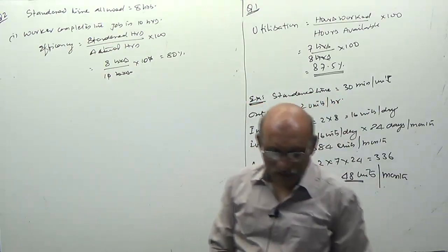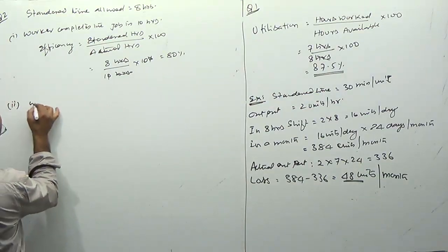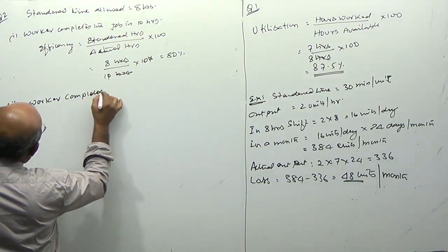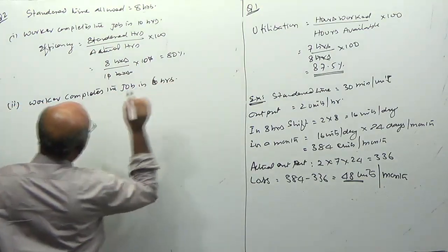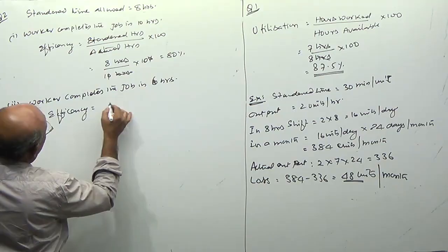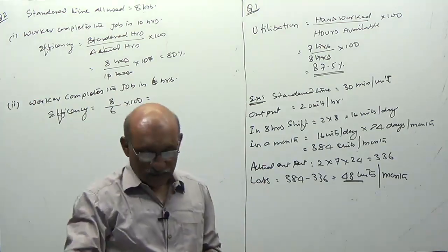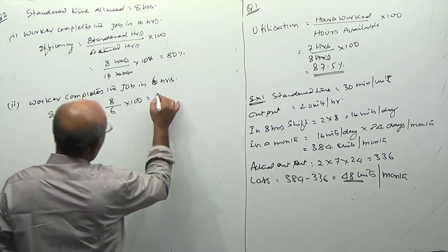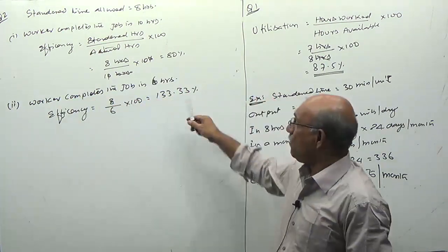Look at the second part of the question. Worker completes the job in 6 hours. Therefore, efficiency is equal to standard hours 8, actual hours 6 into 100. So this is equal to 800 divided by 6, 133.33%. This worker has given in the second case more than 100%.